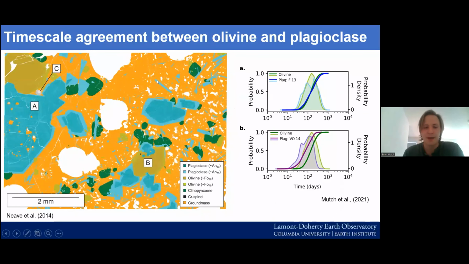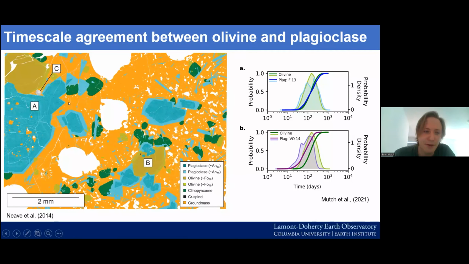And so another useful thing is that we're starting to see timescale agreements and consistencies between diffusion timescales calculated using elements in olivine, like iron-magnesium interdiffusion, nickel and manganese, as well as magnesium diffusion in plagioclase, particularly in eruptions that show really good petrological and textural evidence to suggest that they've undergone a similar or the same magmatic history.